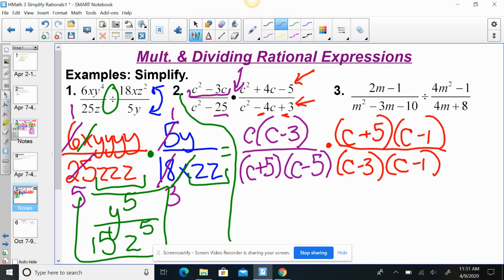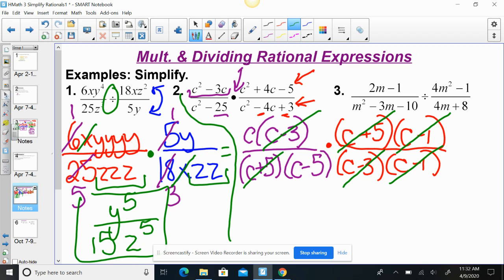All right, time to look for those common factors. So any numerator with any denominator. So this c minus 3 can be eliminated by this c minus 3 because anything over itself is 1. So that's the identity property of 1. Those are gone. Now I have c plus 5 with c plus 5. I also have c minus 1 with c minus 1. Notice I'm taking exact matches.